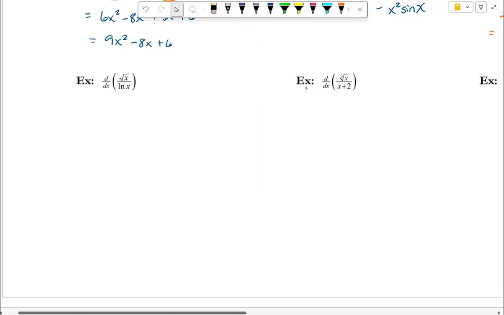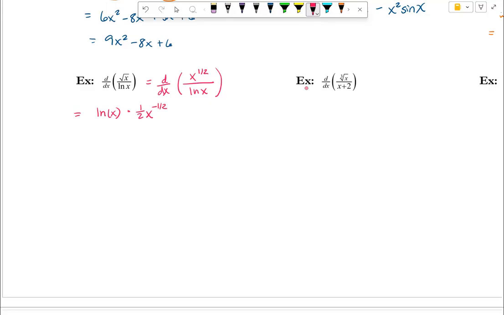So for our first example, we're taking the derivative of the square root of x over the natural log of x. And the first thing I want to do before I even take the derivative personally is rewrite this as x to the 1/2 power over ln of x. All right, so now when we take our derivative, I have low d high, so I have the denominator multiplied with the derivative of the numerator.